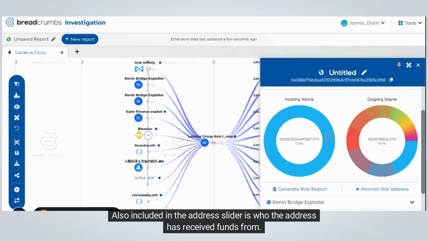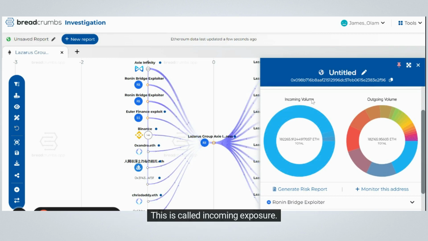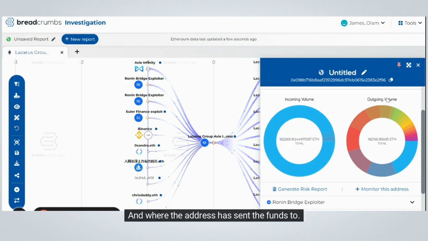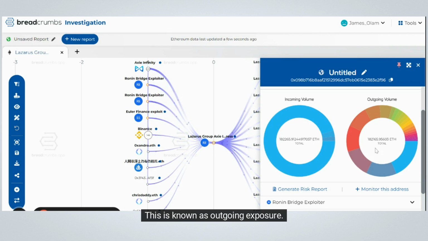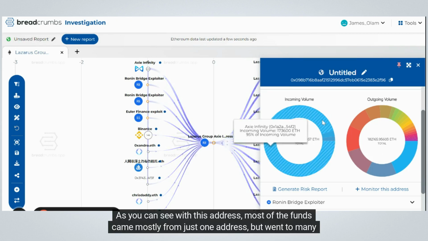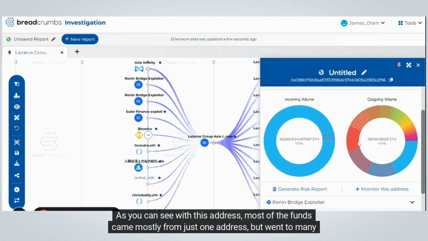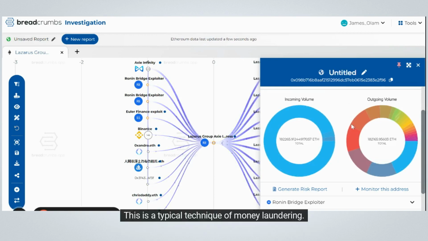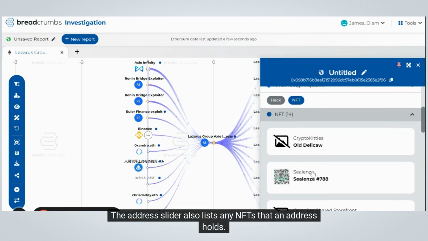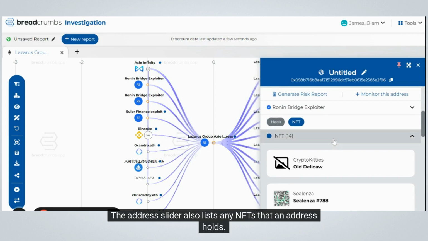Also included in the address slider is who the address has received funds from. This is called incoming exposure, and where the address has sent the funds to. This is known as outgoing exposure. As you can see with this address, most of the funds came mostly from just one address, but went to many different addresses. This is a typical technique of money laundering. The address slider also lists any NFTs that an address holds.